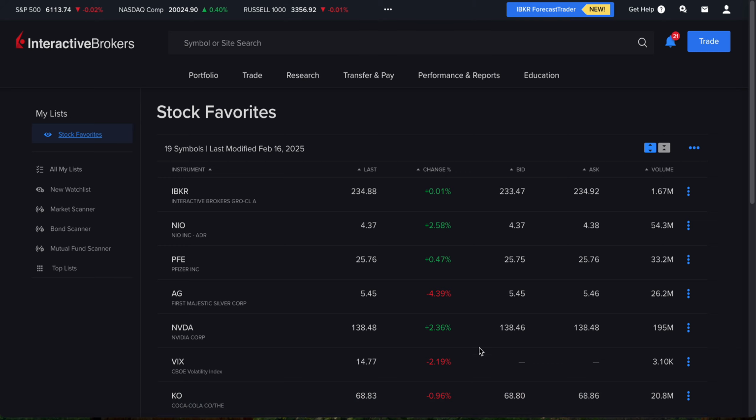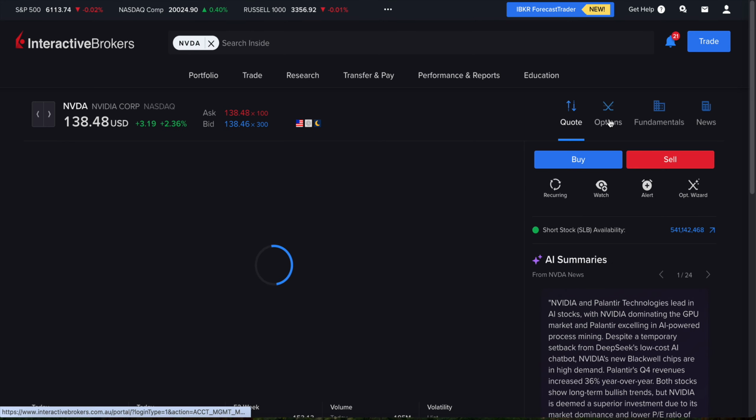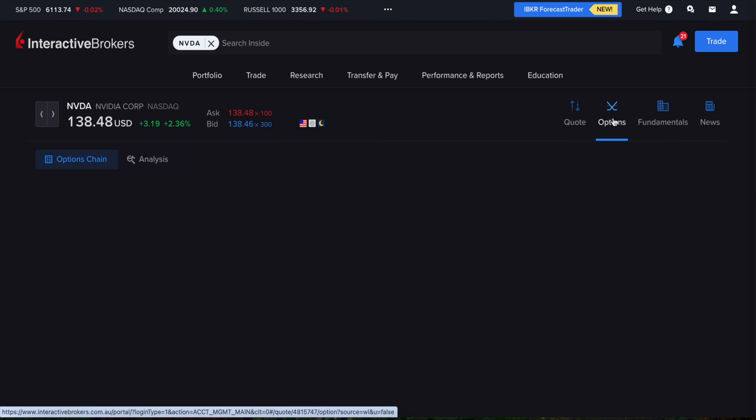I think if you are diving into options trading, you'll probably encounter both weekly and monthly options. So what are those? Let's take a look at an example. Let's look at NVIDIA and we look at the options tab here.